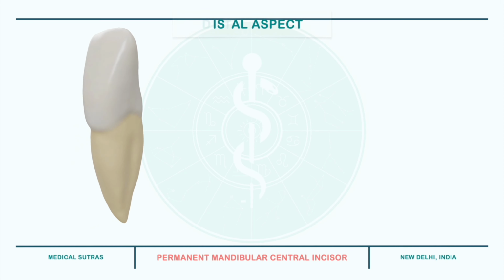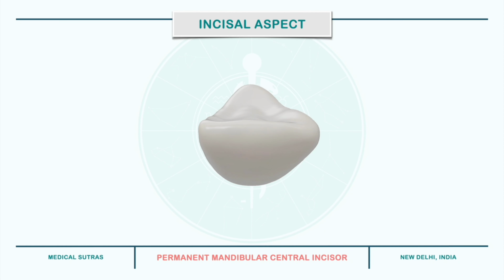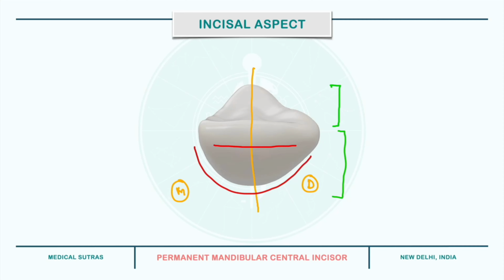Now coming to the incisal aspect. From the incisal aspect, the crown appears bilaterally symmetrical, that is, the mesial half of the crown is almost identical with the distal half of the crown. When we keep our line of vision along the long axis of the tooth, more of the labial surface can be seen as compared to the lingual surface. The labial surface appears broad and convex, while the lingual surface presents concavity at the incisal third with the mesial and distal outlines converging towards the cingulum.